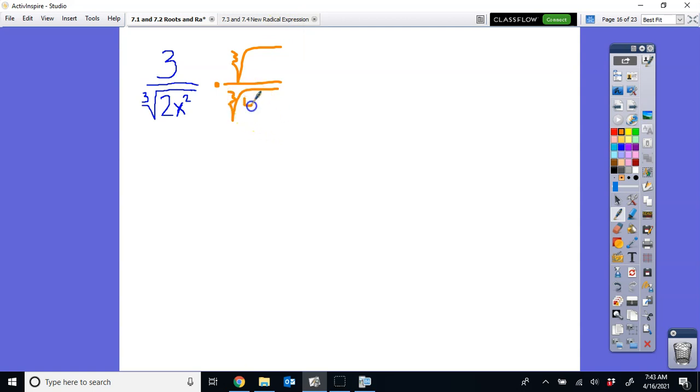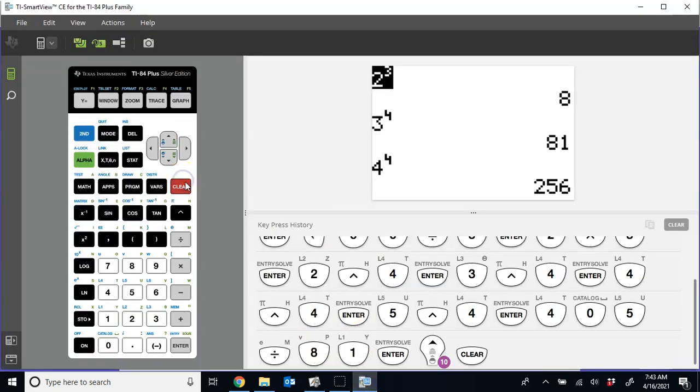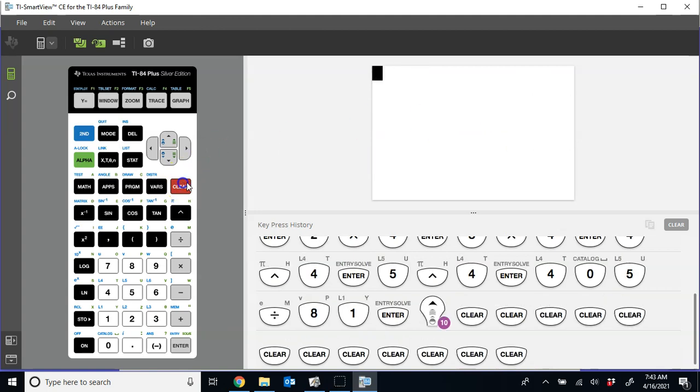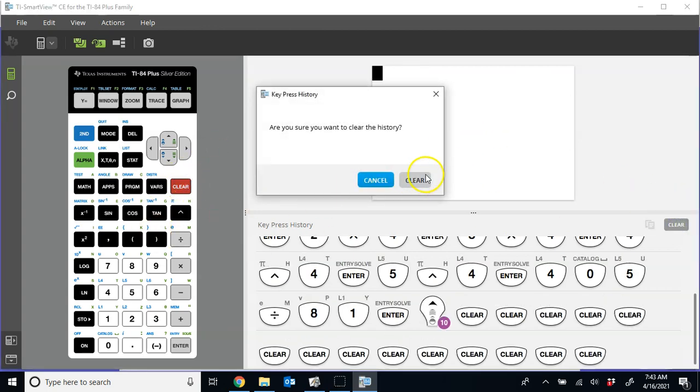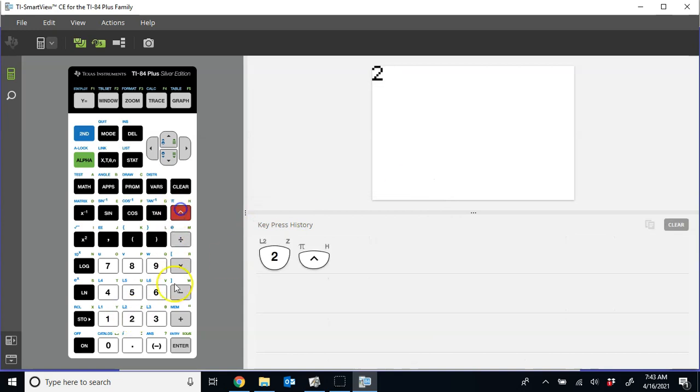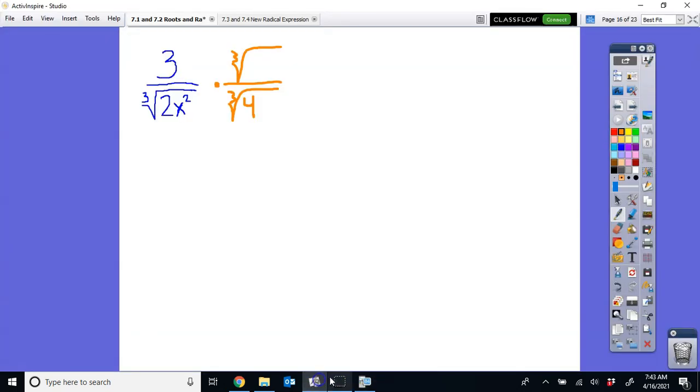So if you multiply by 4, 4 times 2 would be 8. But why did Mr. Harrison choose that? Well, because 2 cubed, oh, there it was. Sorry, I went the wrong way and I cleared it. Sorry about that. 2 cubed is equal to 8. It's a perfect cube. X squared is not a perfect cube either. 3 does not go into 2 evenly.